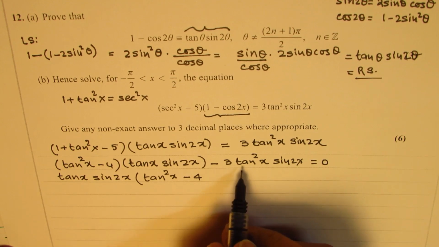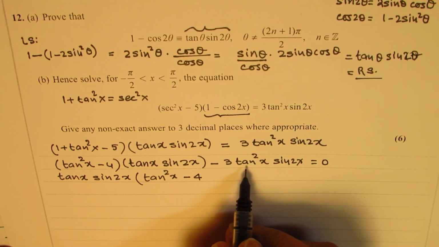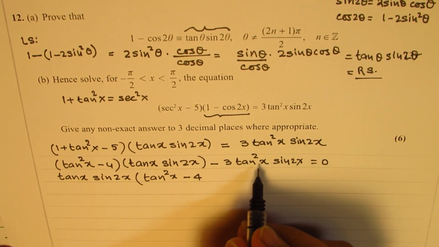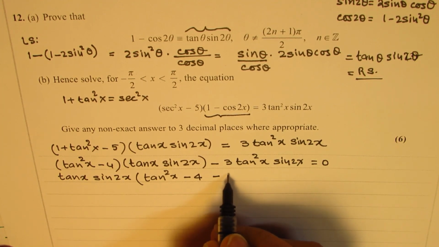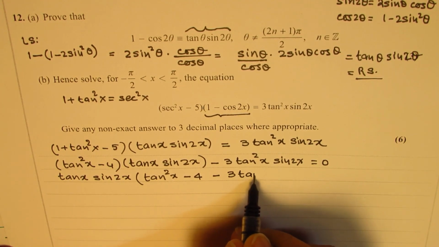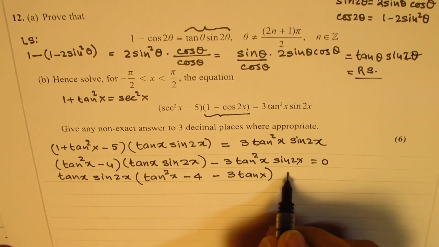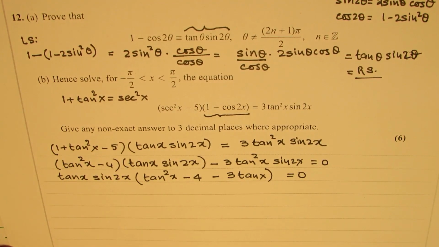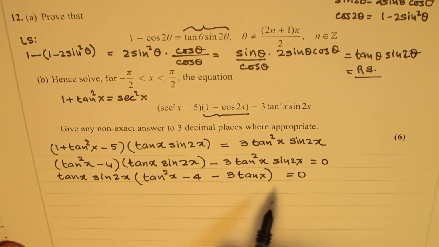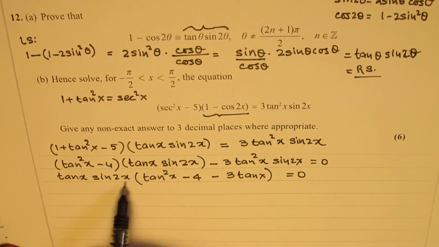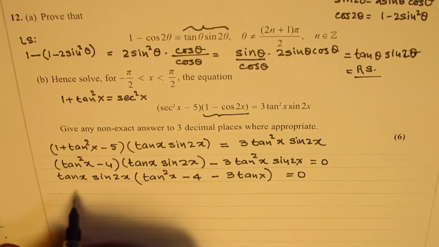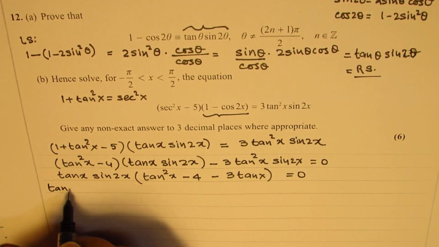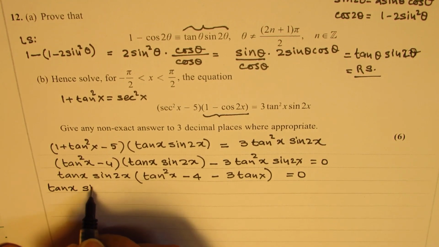So what we get here is 3 tan x minus 3 tan x equals to 0. Correct? So we get a quadratic equation here, but here we have two factors. We can actually factor this also. So these factors will give us solution. Let's rewrite. So we have tan x sine 2x.